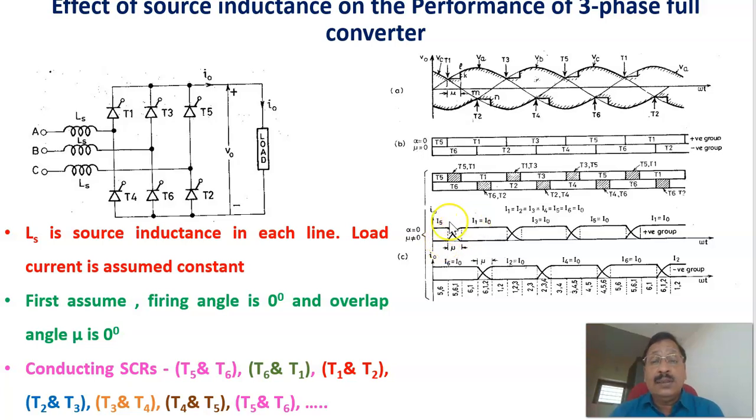That is, the current is building up like this. For the firing sequence, these are the conducting SCRs if mu equals 0. It is marked here which devices are conducting if the overlap angle equals 0. Now we will see the next one, considering the effect of source inductance. Then what are the devices that are conducting?